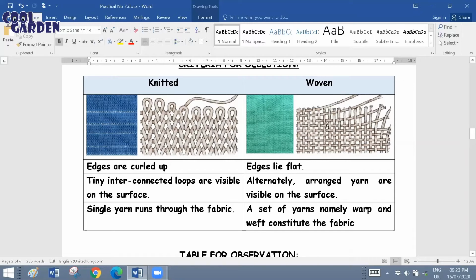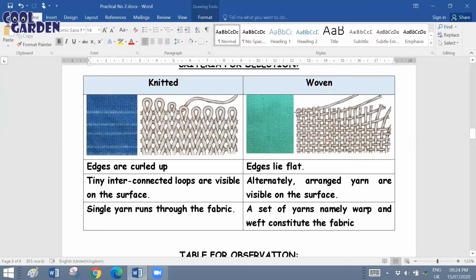When you see a woven fabric, when you notice the edges, you'll see that the edges are very flat. It's arranged in a visible format, if you notice. And you will see that it's not one single yarn used for the entire fabric. You'll see a number of yarns, and they are arranged in a specific pattern, like one inside the other.